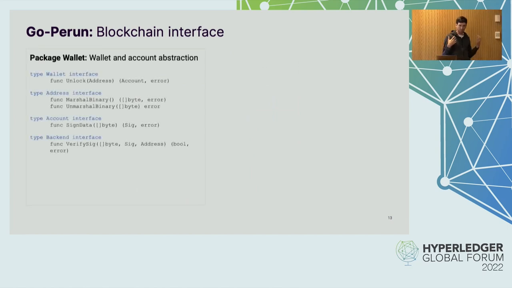And to give you a better idea of how that actually looks, the library is written in Go, and this is a simplified version of the Go interfaces, but this is roughly how it looks. So the wallet is a type that, given an address, can unlock an account. An account is something that can generate a signature for a certain byte array. Then we need some functionality for marshalling and unmarshalling, for sending it over the network. And of course, we also need the capability of verifying signatures. So that's the account abstraction.